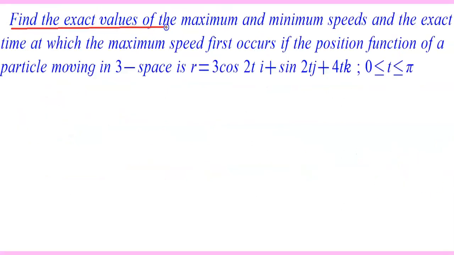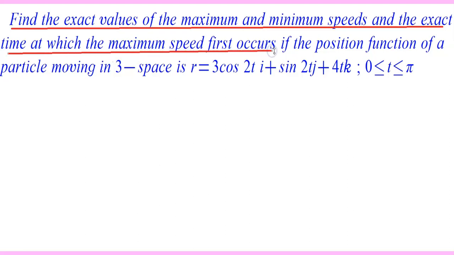Next question. Find the exact values of maximum and minimum speeds and the exact time at which maximum speed first occurs if the position function of particle moving in 3 space is r is equal to 3 cos 2t i plus sin 2t j plus 4t k. ഈ ക്വസ്റ്റ്യൻ്റെ ആൻസർ അടുത്ത വീഡിയോയിൽ എക്സ്പ്ലെയിൻ ചെയ്യുന്നതാണ്.